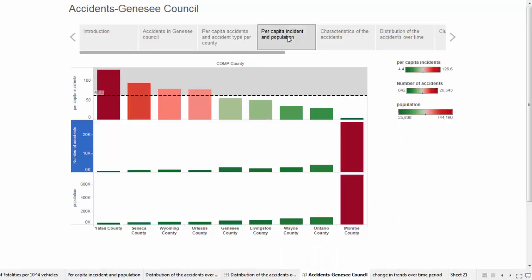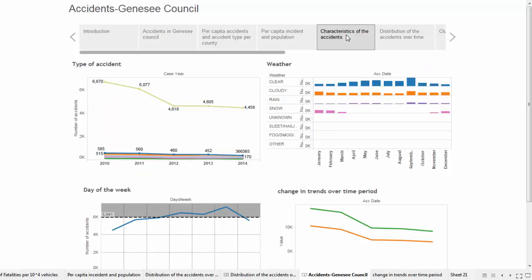In the next visualization, we would like to show per capita incidents, number of accidents and population per county. Here we can see that per capita incidence is highest for Yates County while it is lowest for Monroe County.